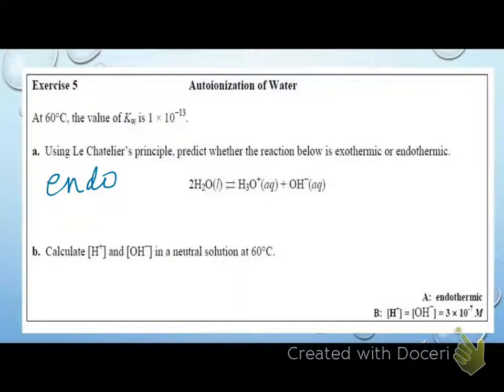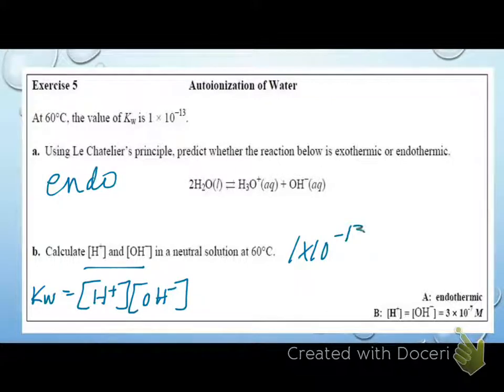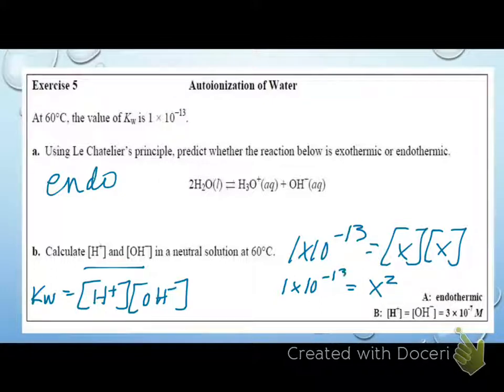And then calculate the H and hydroxide concentrations. Remember we have Kw is equal to this. It gave us the value of 1 times 10 to the negative 13 is equal to x times x, which is x squared. So to get each value, it would be the square root of 1 times 10 to the negative 13. Quick maths. So when you take the square root of that, you get this number right here.